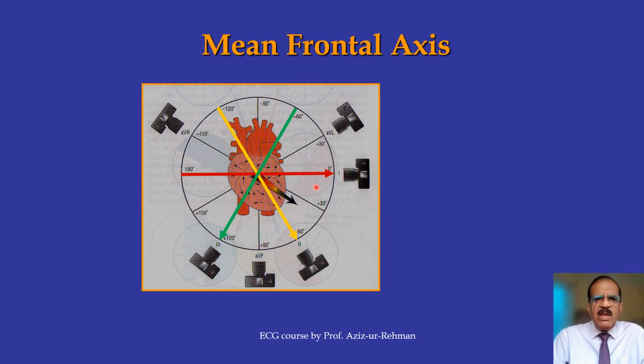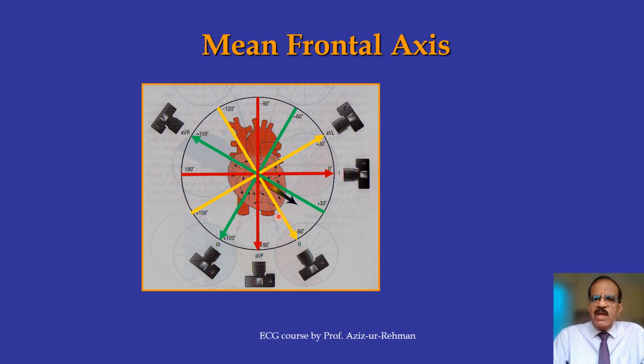Okay, so we have now 3 leads, 1, 2, and 3, and now we're going to insert the augmented leads in this picture. This is AVR. Now please note down this AVR has the same color as lead 3. And I'm going to show you what is the philosophy behind. Now we have AVL. AVL is here and this is the same color as limb lead 2. Now we have AVF. AVF has the same color as lead 1.